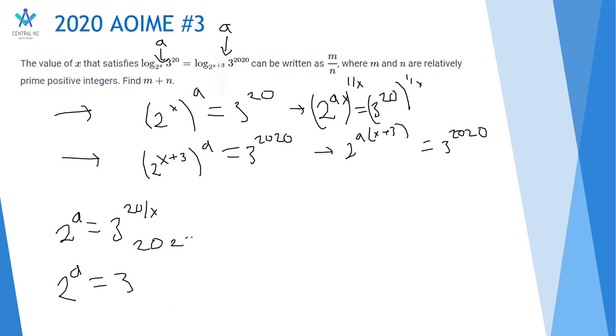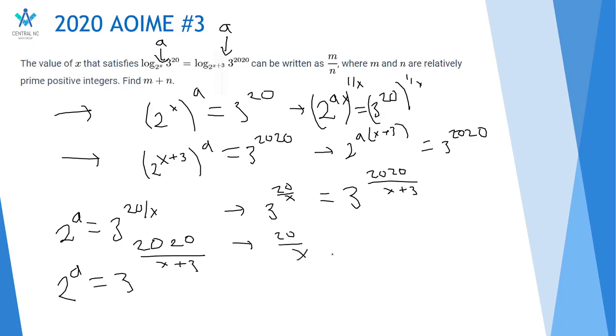So now both of these values are equal to 2^a, and thus both of these values are equal to each other: 3^(20/x) is equal to 3^(20/(x+3)). For this statement to hold, we want both of the exponents to be equal. So that gives us that 20 over x is equal to 20 over x plus 3.